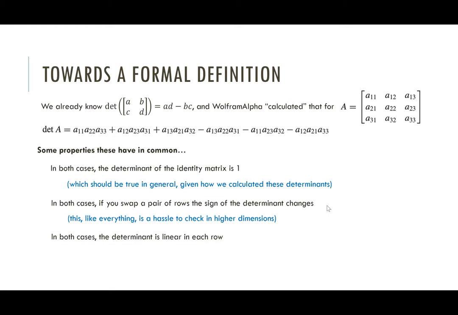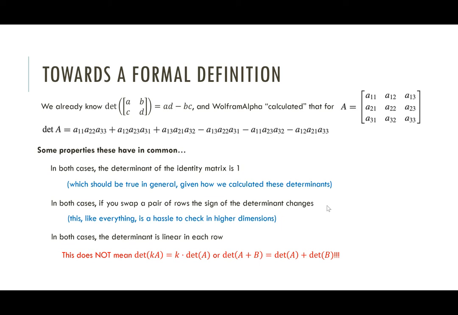And then finally, and I definitely don't think you would have noticed this on your own, I certainly wouldn't have. But it turns out that the determinant is linear in each row. So let's take a moment to see what I mean by that. And actually, let's see, here's what I don't mean.